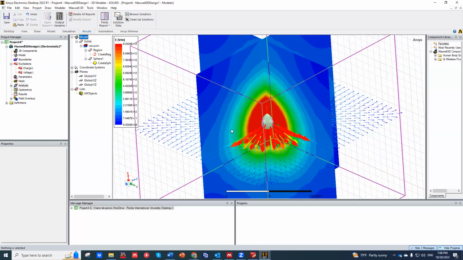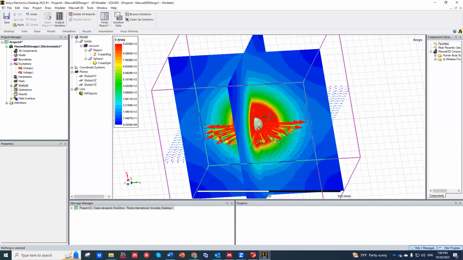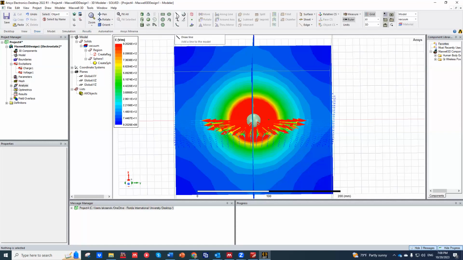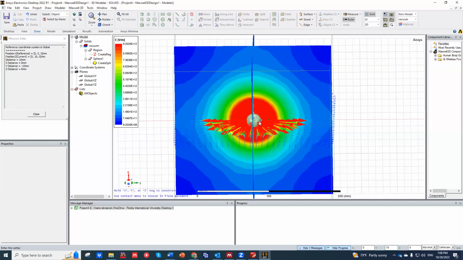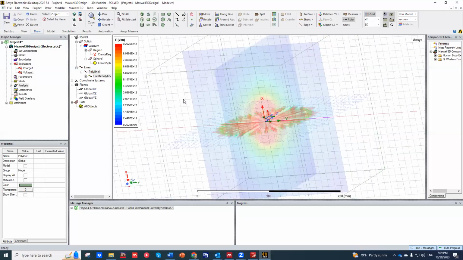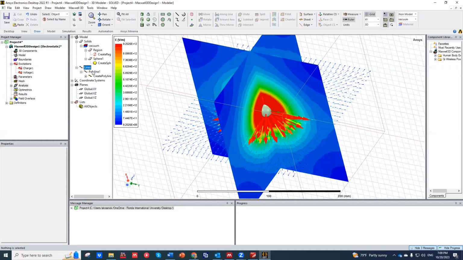What else? Let me also add an integration line or auxiliary line. How do I do so? Here I navigate to draw line, select the draw line, and draw the line from the center of the sphere all the way to the boundary here. Okay, like this, and double click. So I draw the line, and this line appears in the model structure.